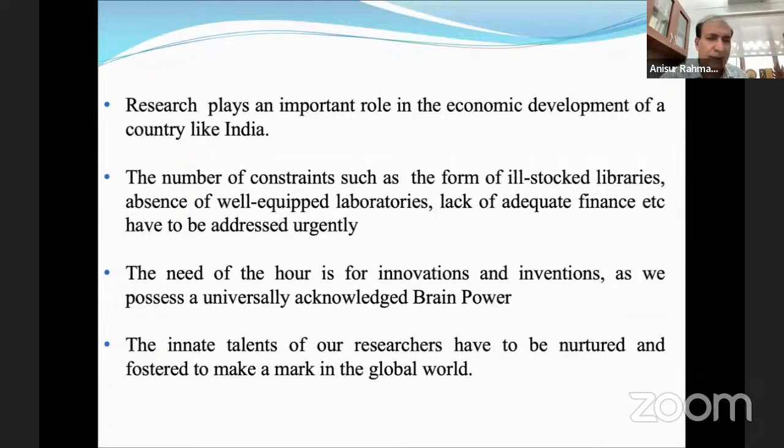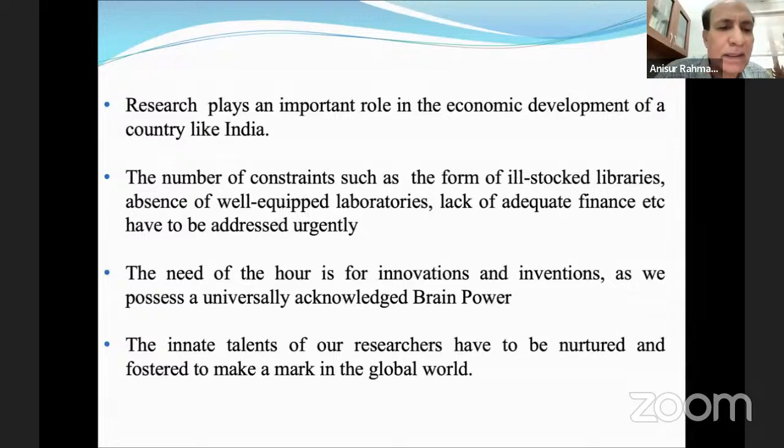So how are we going to make research robust and strong? I have already shown you where we stand at the global level. In terms of funding, it is very poor, and the population to researcher ratio is also pathetic. There are a number of constraints and problems, such as ill-stocked libraries. The library is not rich with the latest technology, resources and books, and there is an absence of well-equipped laboratories, even in social sciences. Unless we fund adequately, things will not move in the right direction.